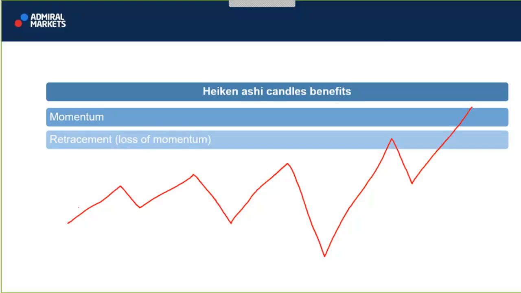Okay, we will always see thrusts and pullbacks in the market. Thrust and pullback, thrust and pullback. These pullbacks here are actually retracements. So what is retracement? My definition of retracement is it's a loss of momentum. Simply put, every trend has a retracement. Okay, every trend. It does not mean that the trend will reverse.